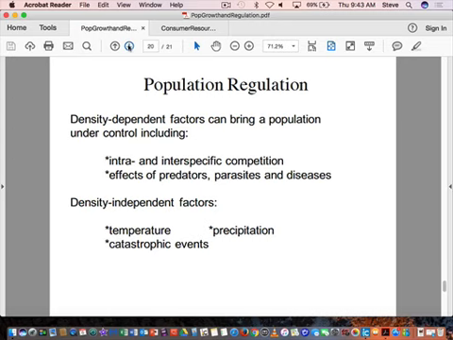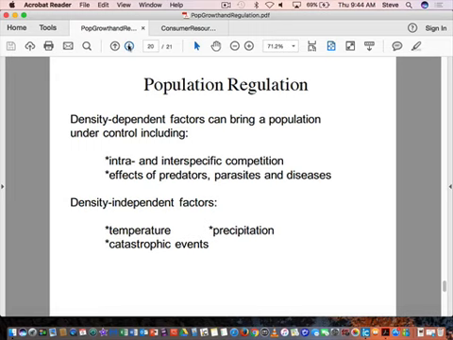Why do we call these density independent factors, do you think? So the idea here is that temperature and things like that, they might have an effect on a population, right? But it may not be necessarily linked to the density of them, right? So if you have a really cold snap or a really hot snap, it could kill a lot of organisms, but it doesn't have anything to do with whether they're dense or not. And it could, but normally we think of it as not.